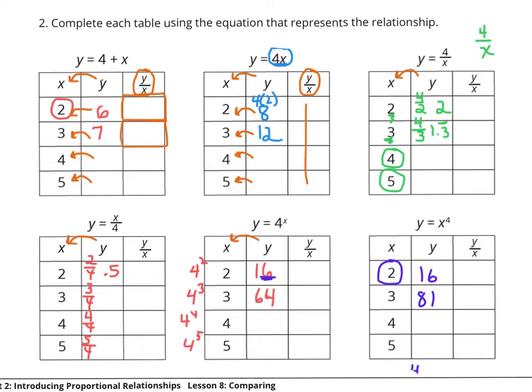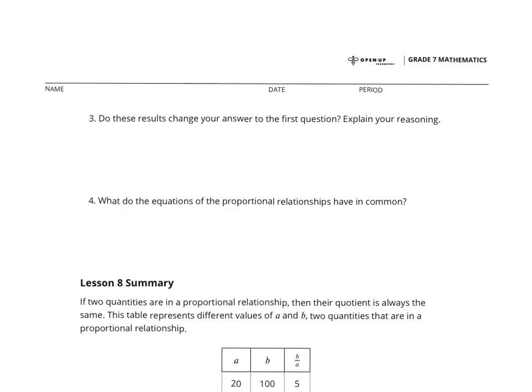Here were our, and as we turn the page, the question that we're being asked is, do these results, so looking at those values of y over x, do they change your answer to the first question? So remember when we made that prediction about which ones we expected to be proportional or not? Explain your reasoning. And here's the big takeaway. What do the equations of the proportional relationships have in common? So let's go back and look at those equations.